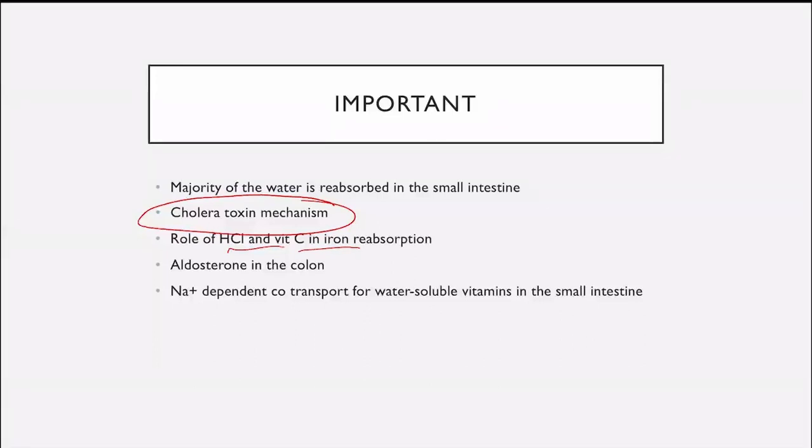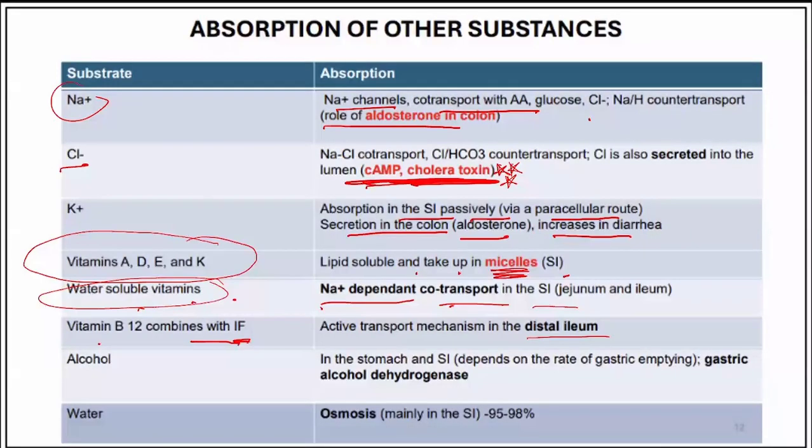Sodium-dependent co-transport for water-soluble vitamins in the small intestine. Okay, so you remember how we had the co-transporting molecules in the apical membrane? We had sodium going inside of the cell, and then we also had glucose or amino acids or galactose going inside with the sodium. Just like that, you have it for the water-soluble vitamins. So what are the water-soluble vitamins? Let's talk about it.